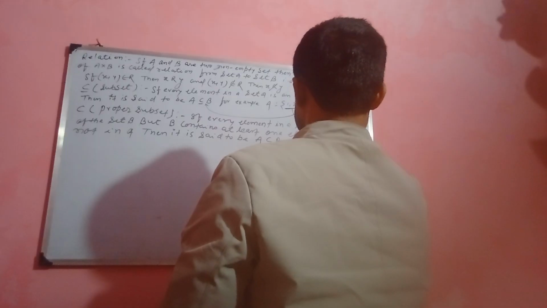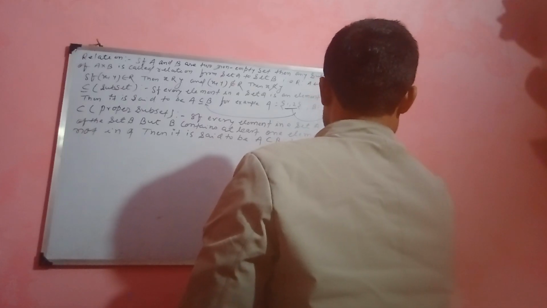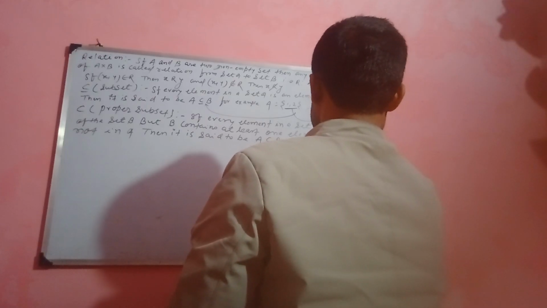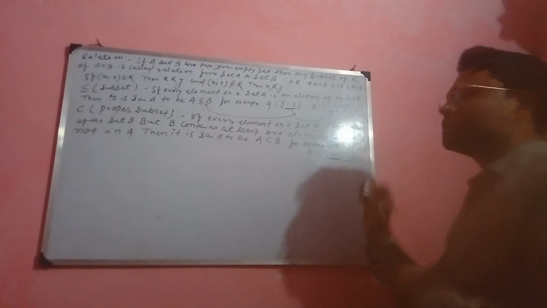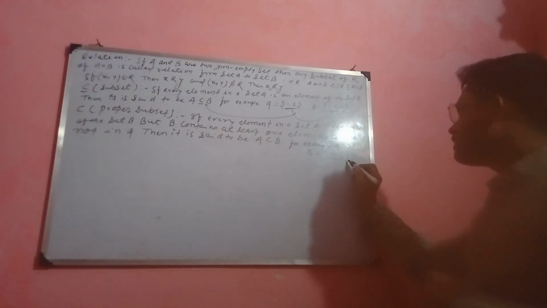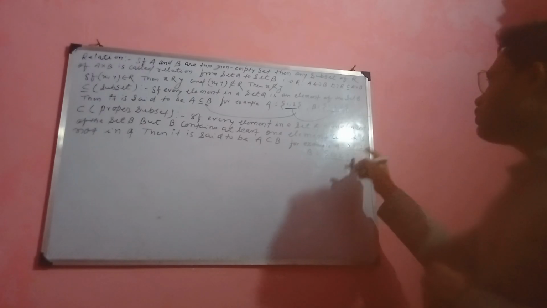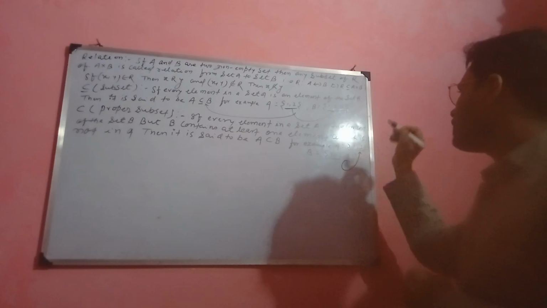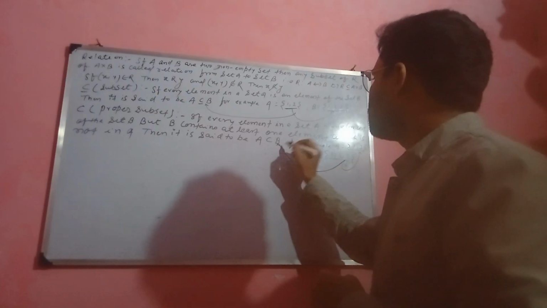For example, A equal to {1, 2} and B equal to {1, 2, 3}. Every element in set A is an element of the set B, but B contains at least one element, that is 3, which is not in A. Then it is said that A is a proper subset of B.